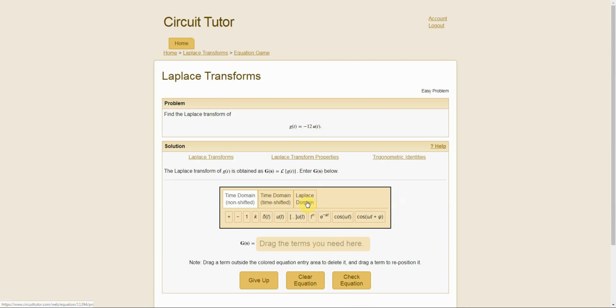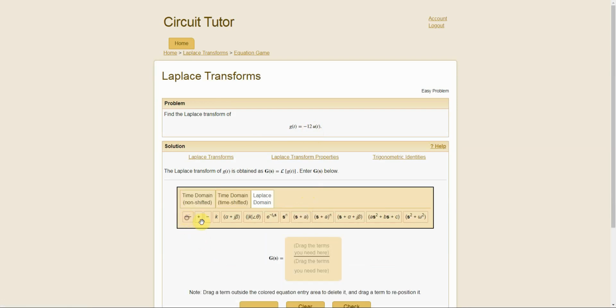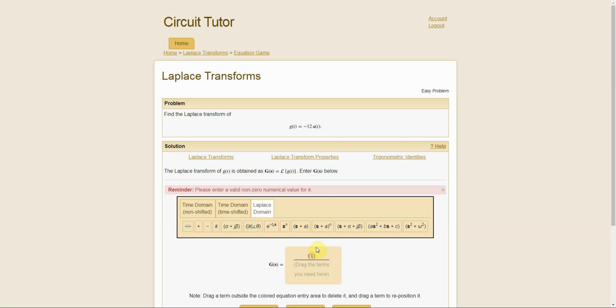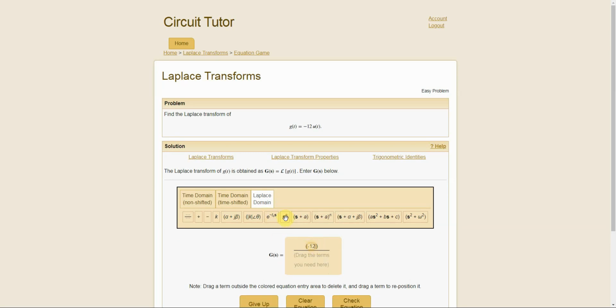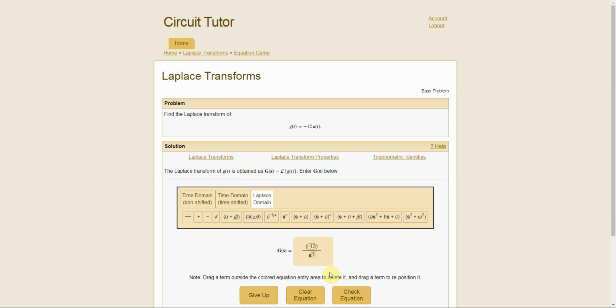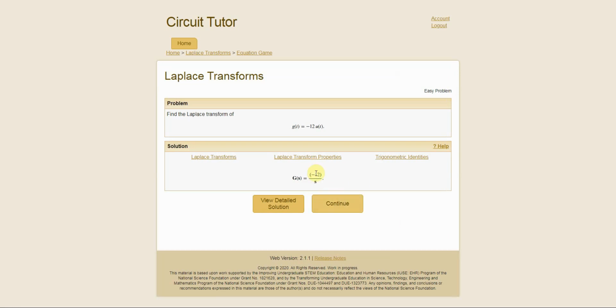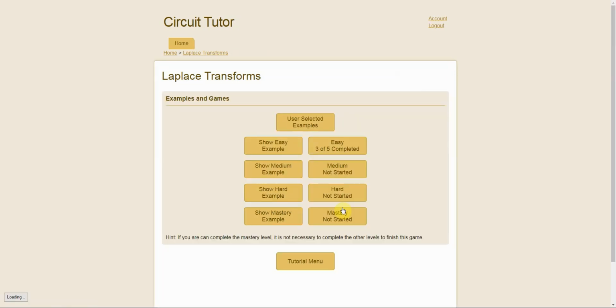So again, we need to be in the Laplace domain tab. We will need a fraction term. And so we'll just put a 1 in there, and I'm sorry, we'll put a negative 12 in there is what I meant to say, because we have the constant. So we'll backspace that and put in a negative 12. And then we have just the s term, and we'll just put that as s to the 1. And we'll check that, and that is correct. So these easy problems are generally pretty simple like this. And we'll do another one.